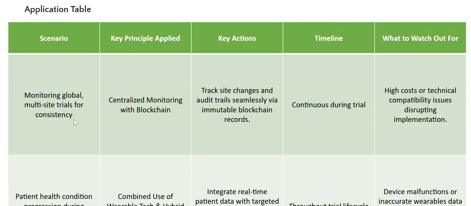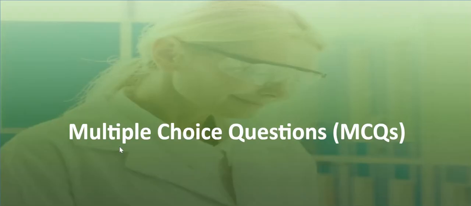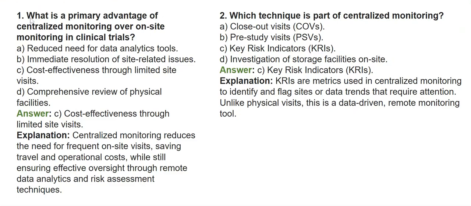Continuing with scenarios, monitoring global multi-site trials for consistency. Centralized monitoring with blockchain was the key principle applied. Patient health condition progression during a decentralized trial. The key principle applied: combined use of wearable technology and hybrid monitoring. Then, in order to revise, we'll come across a few MCQs, or multiple choice questions.